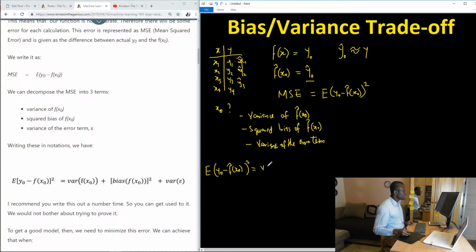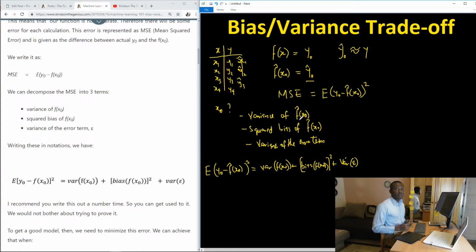So the first one is the variance of f of x0, plus the squared bias, the bias of f of x0, and now we are talking about the squared bias, plus the variance in the error term. So we have an error term.